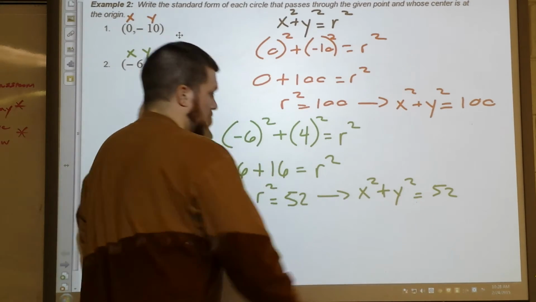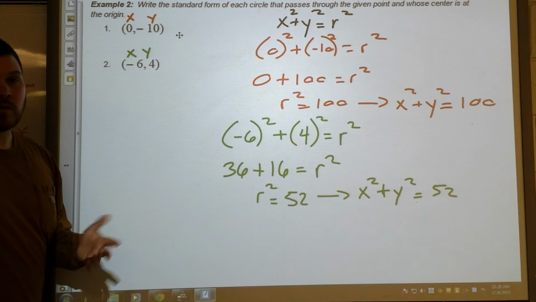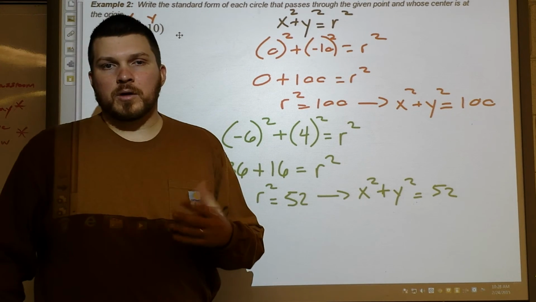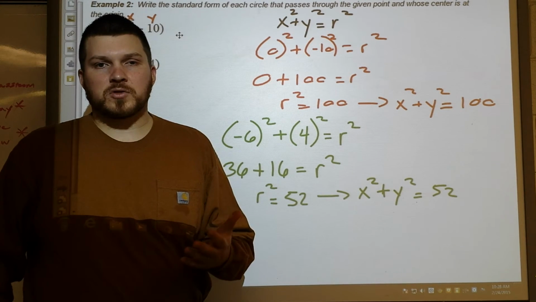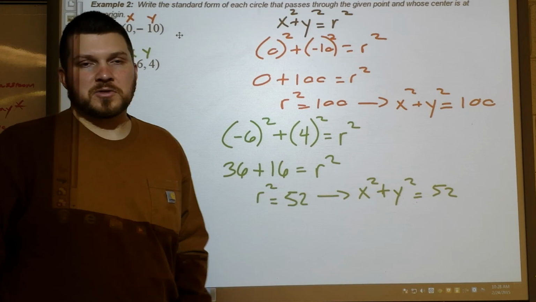Okay? So if you're given a point on the circle, it's just a little bit more work. You have to find the radius squared first. Once you have that, you're able to write the equation of the circle, no problem.